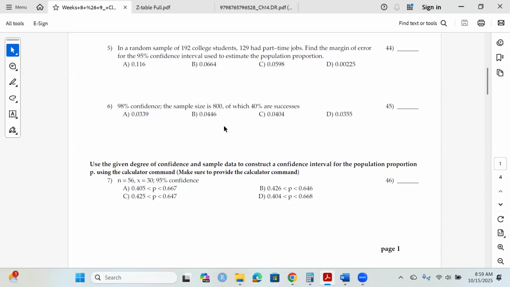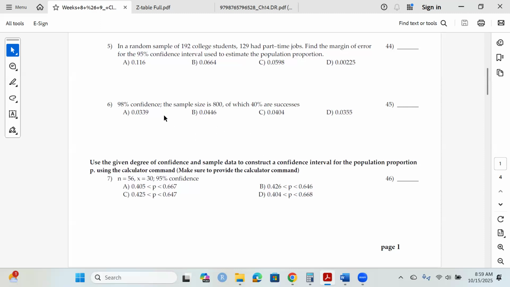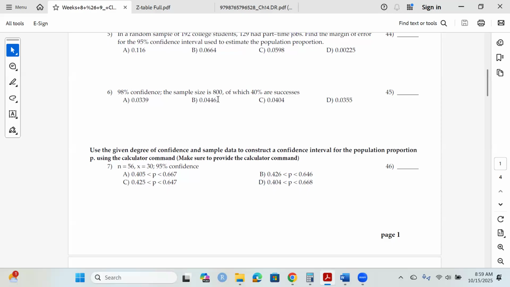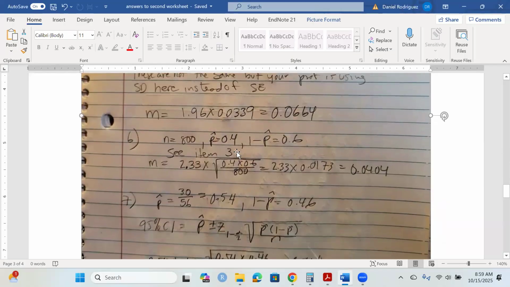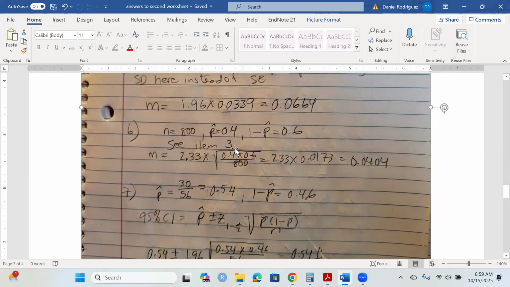All right, 98% confidence interval. 98% confidence, the sample size 800. So let's go here. At n equals 800, p-hat is 40%. This is better, because it's telling me what the proportion is and what n is. So I know my estimated proportion is 0.4, and 1 minus 0.4 is 0.6.